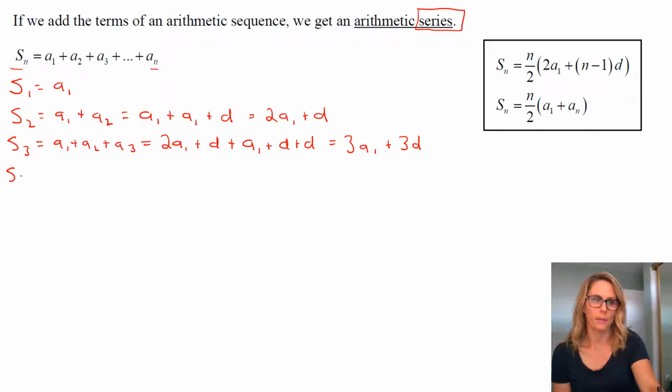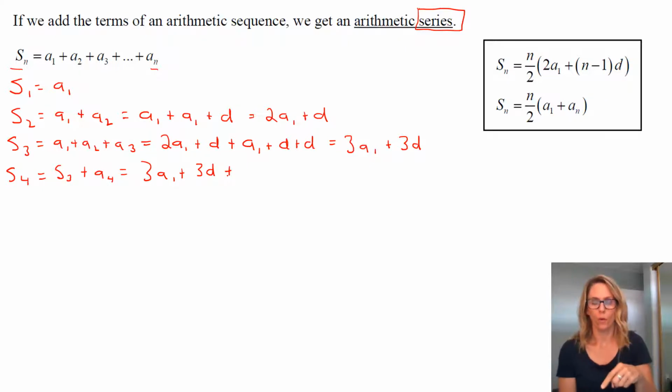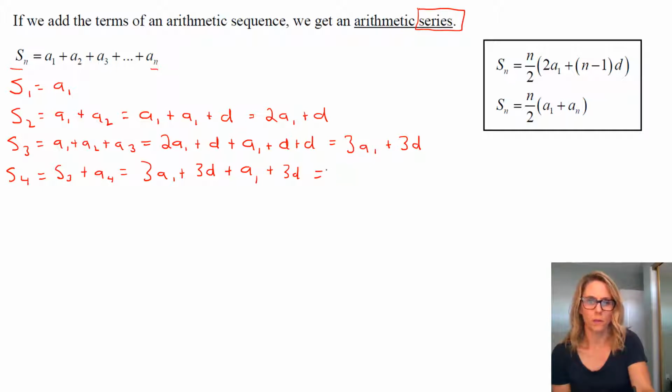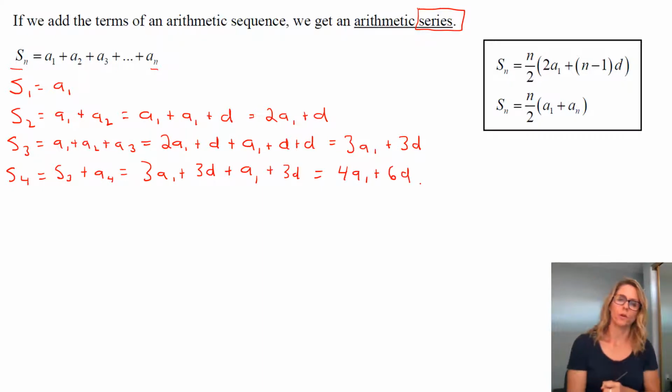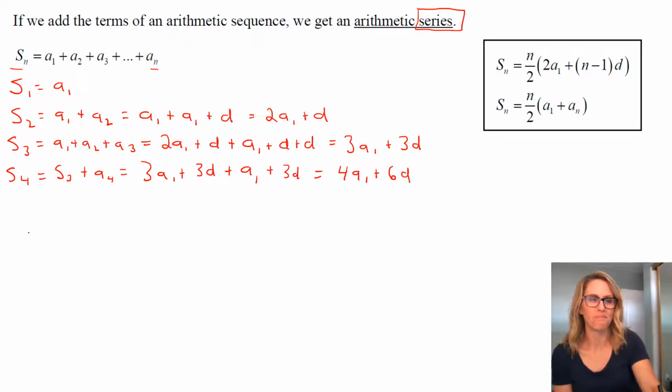So s sub 4 is going to be really s sub 3 plus a sub 4. So we're going to take what we just got, 3a sub 1 plus 3d, and then we're going to add the fourth term. But as we learned from our last page, the fourth term is a sub 1 plus 3d, three differences. And so this gives us, you can see, 4a sub 1 plus 6d. So whatever pattern you might have thought you saw might not be there anymore. That's all right. We'll talk about it in a second.